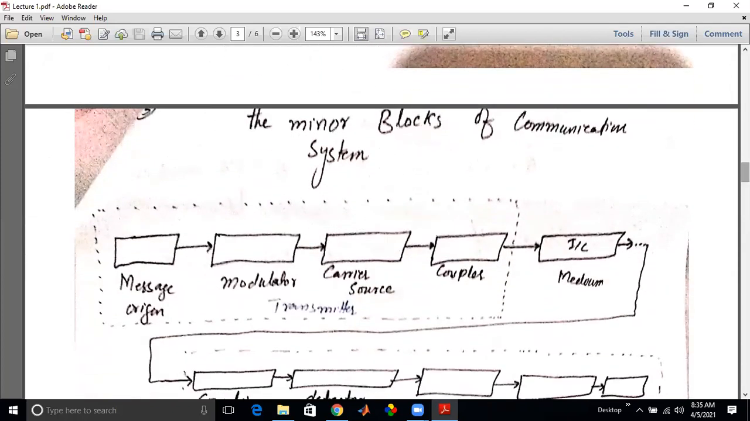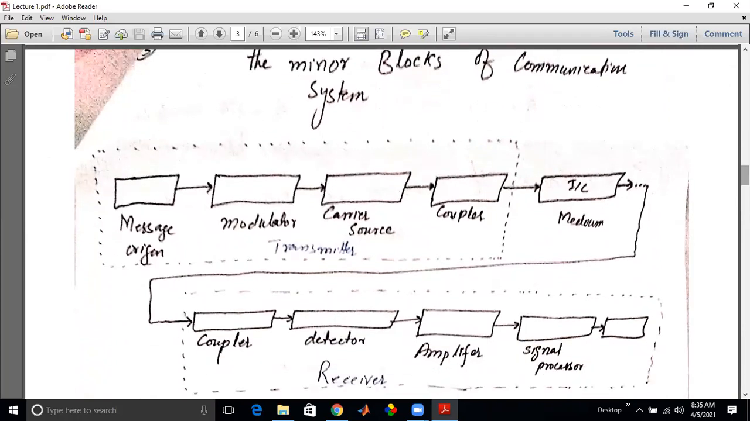The minor blocks of a communication system. There are four minor blocks of a transmitter and five minor blocks of the receiver. And this is the information channel, which is the medium we have discussed earlier.